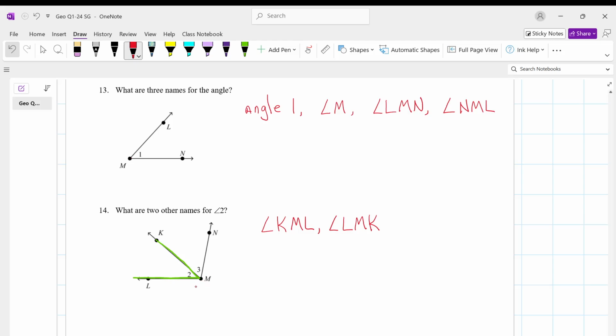We cannot call it angle M, right? M is the vertex for angle 2, angle 3, and angle LMN. So we cannot call it just angle M. We got to use 3 letters. M is the vertex, so it has to be in the middle, and then 2 other points on each side of the angle. All right, so that completes your study guide for quiz 5.